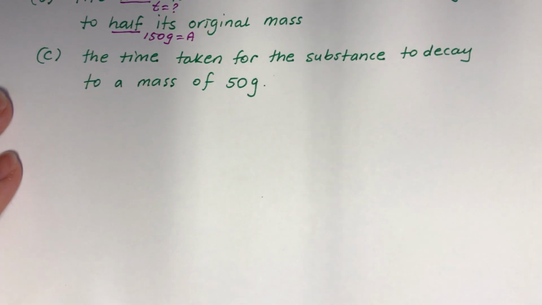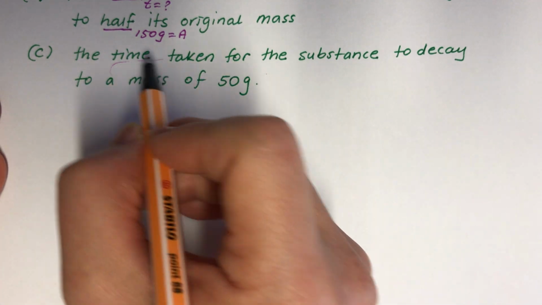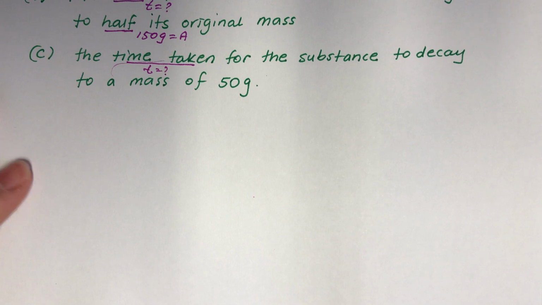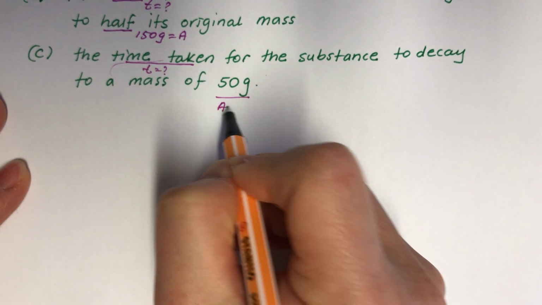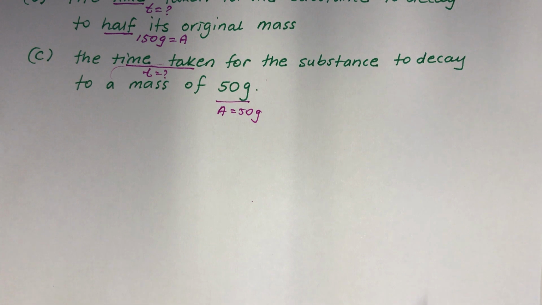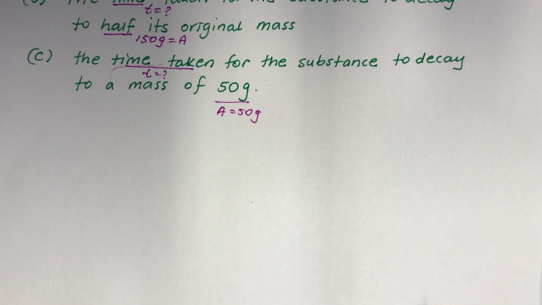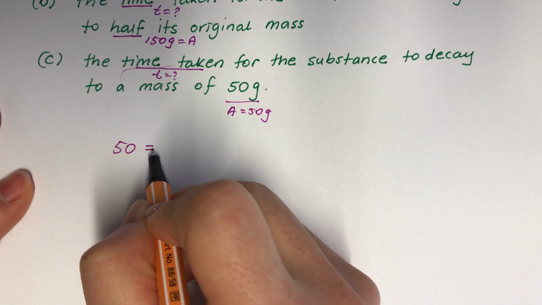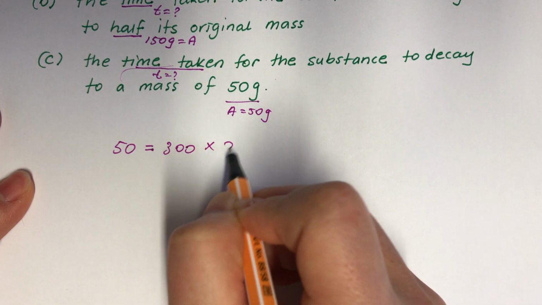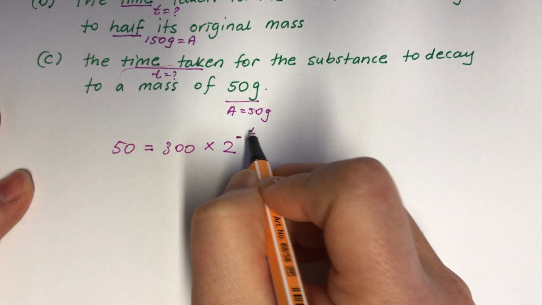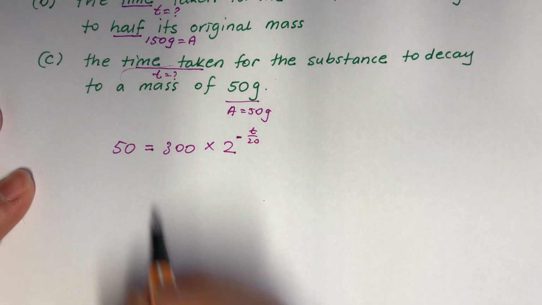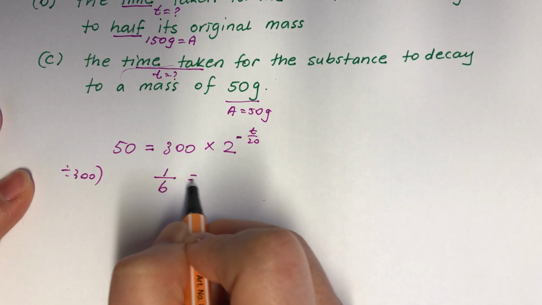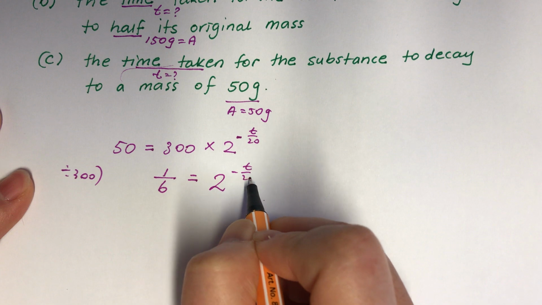And then the third one, the time taken. So again, T we're looking for. The substance to decay to a mass of 50 grams. A equals 50 grams now. So let's have a look. So the formula will be 50 equals 300 times 2 to the power of minus T over 20. Okay, so I divided by 300 on both sides. It'll be 1 over 6 equals 2 to the power of minus T over 20.